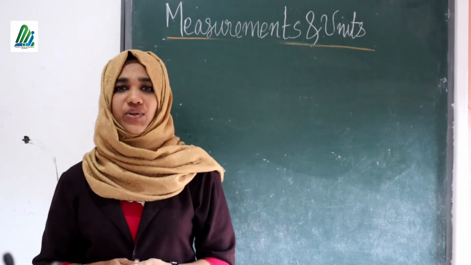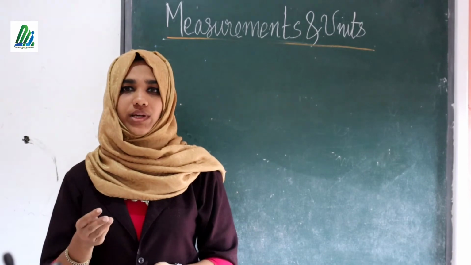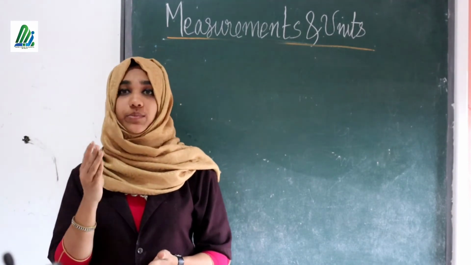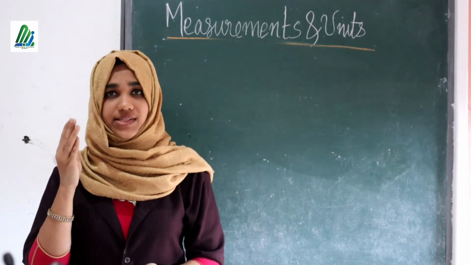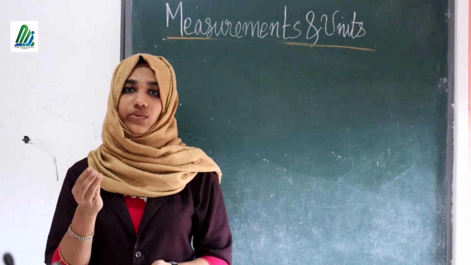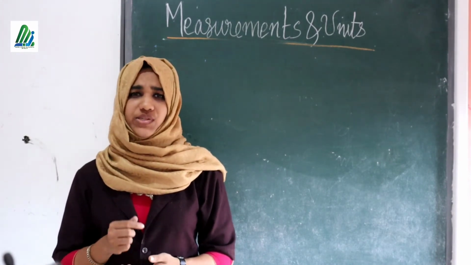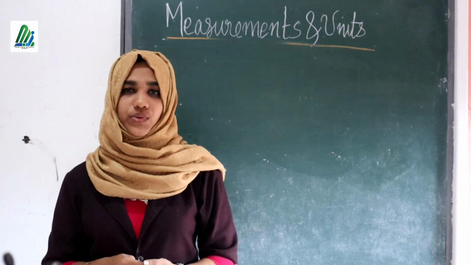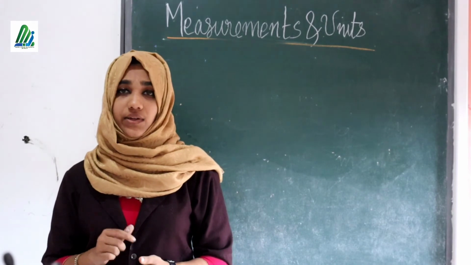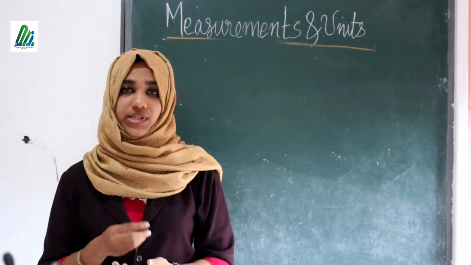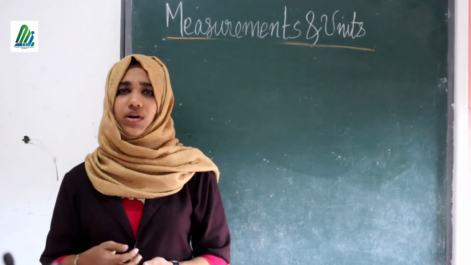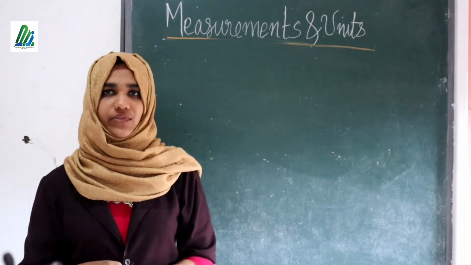There are certain rules to be followed while writing units. So, this is our last topic. What's the name of our topic? The rules. There are certain rules to be followed while writing units. The first one is the symbols of units are written using small letters of the English alphabet.